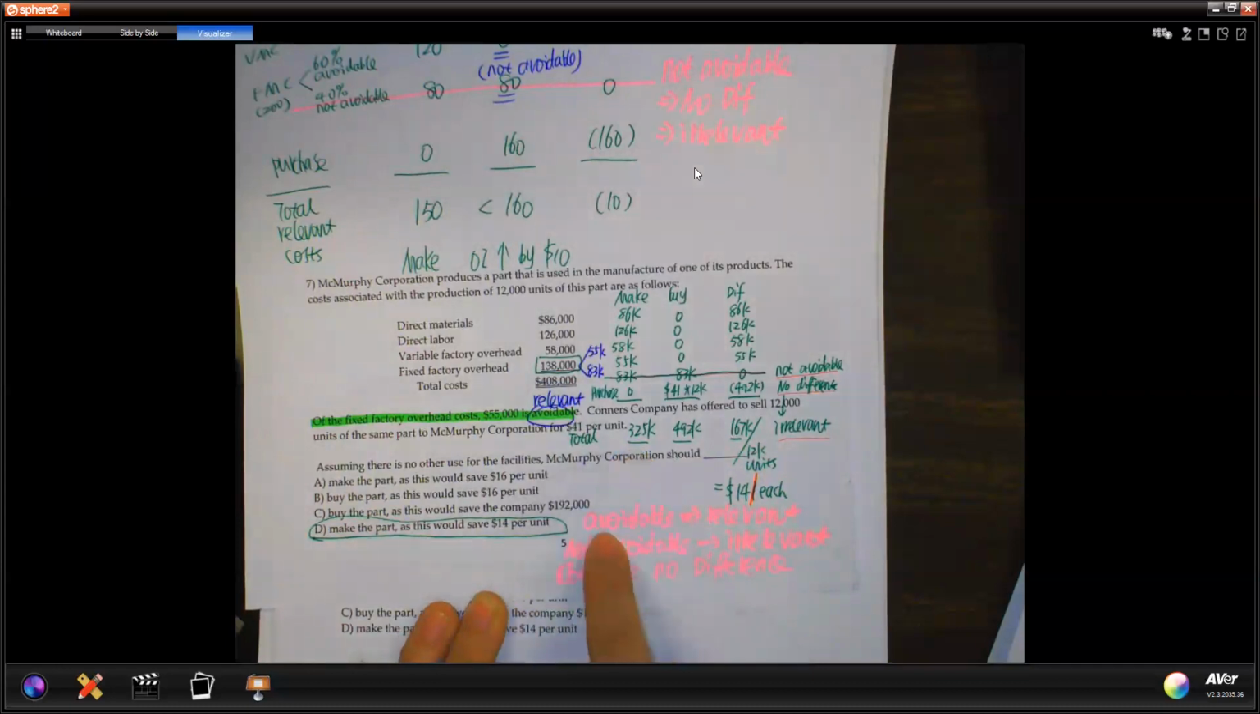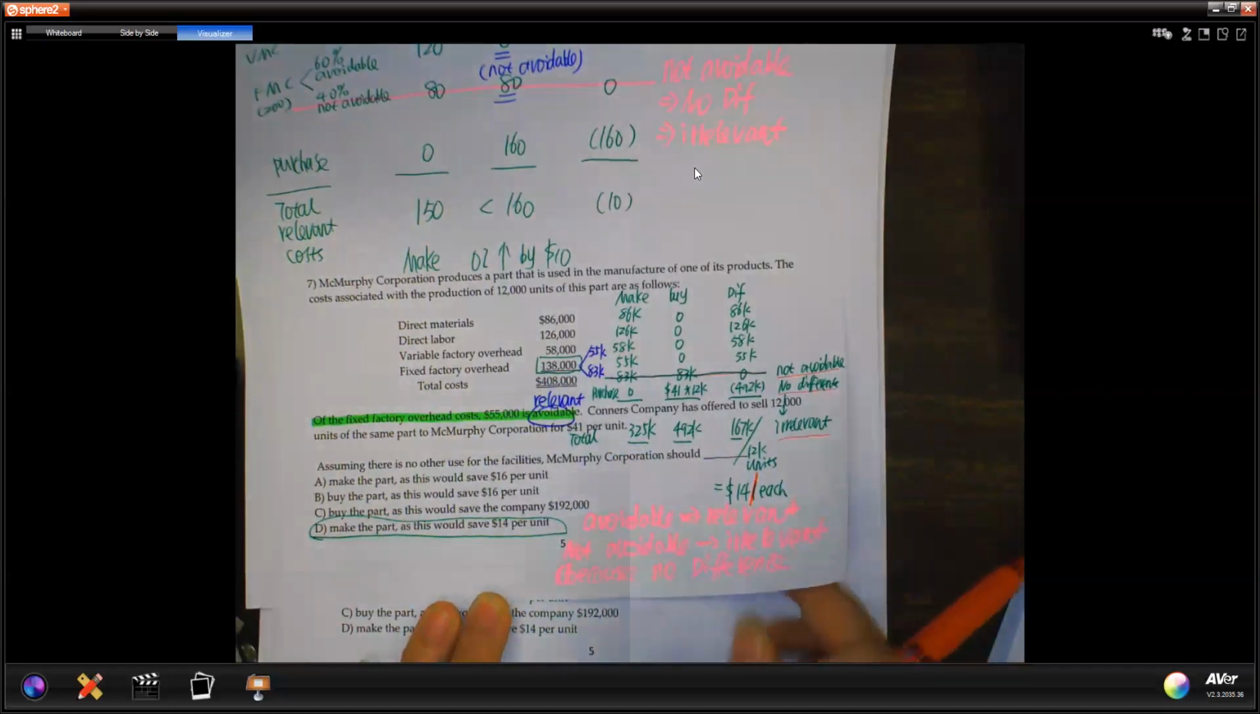And then we said avoidable means relevant. Not avoidable is irrelevant, because no matter what you do, there is no difference. Okay, next one.